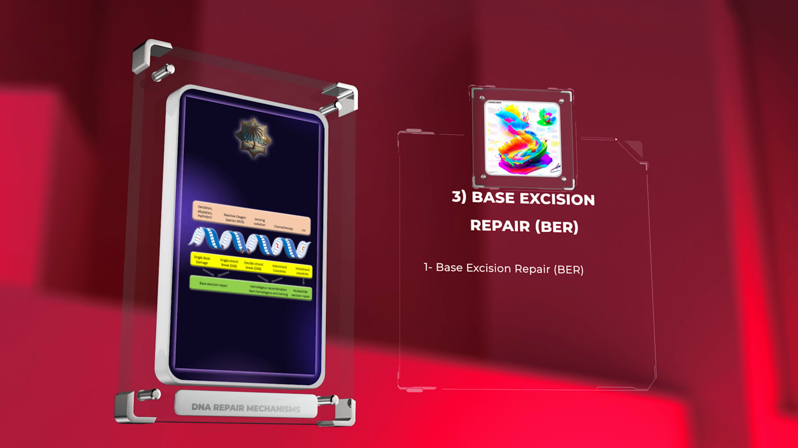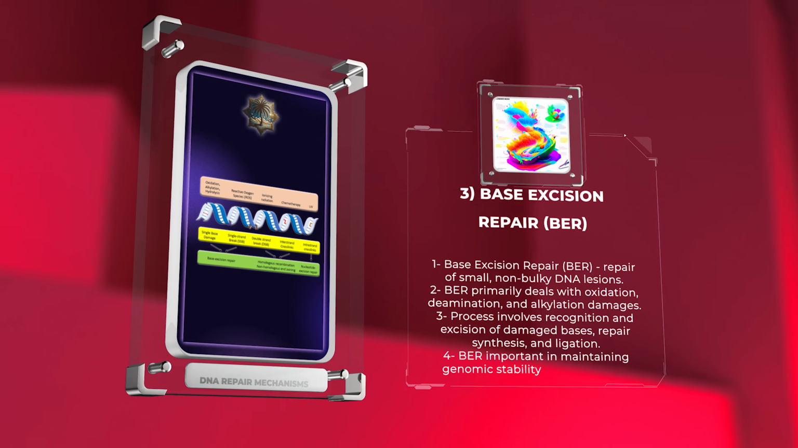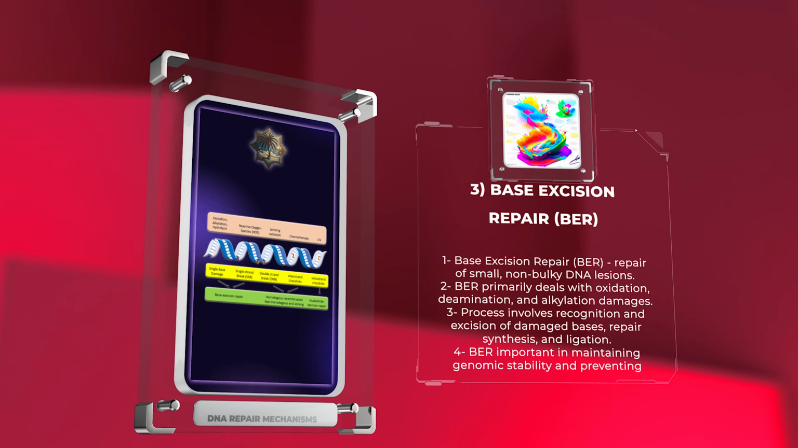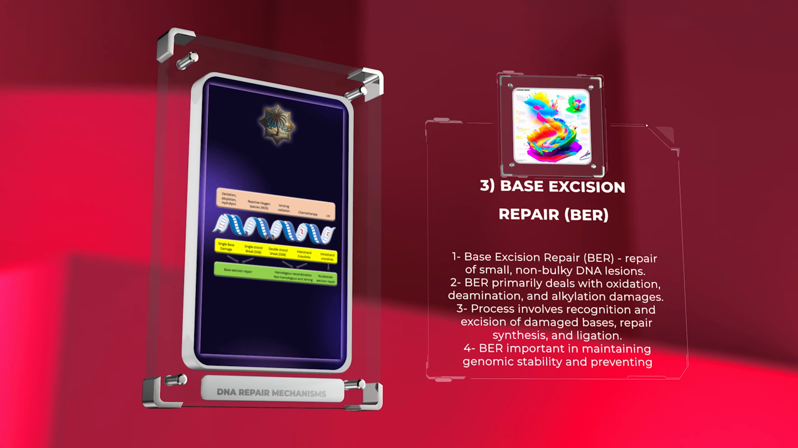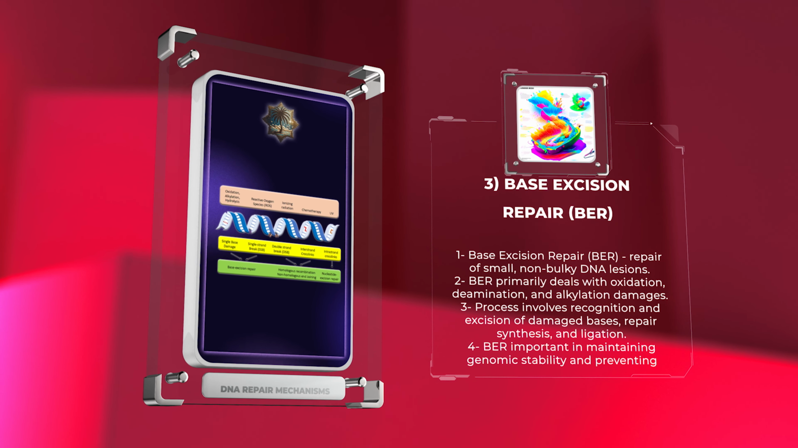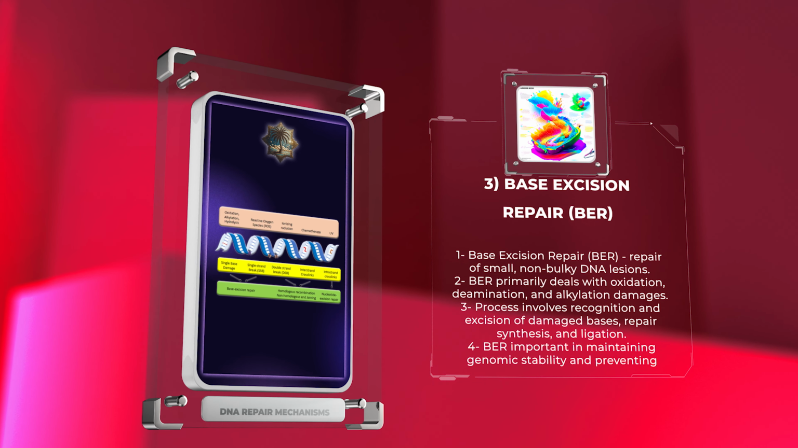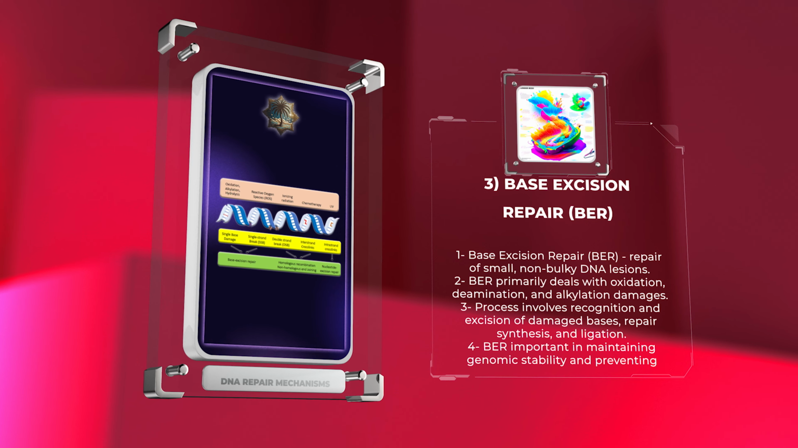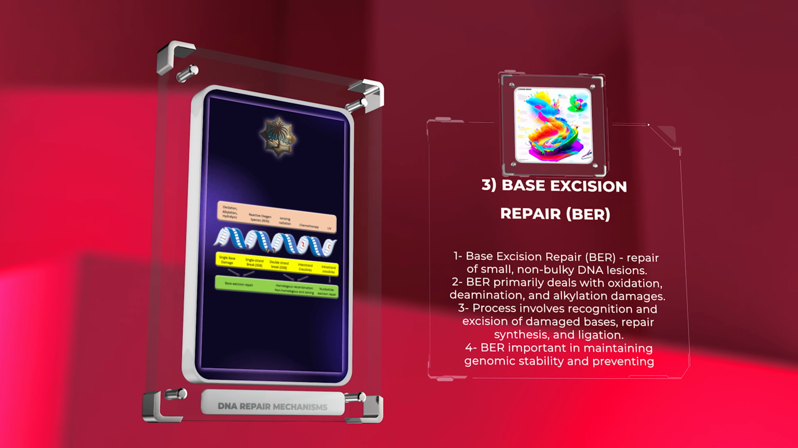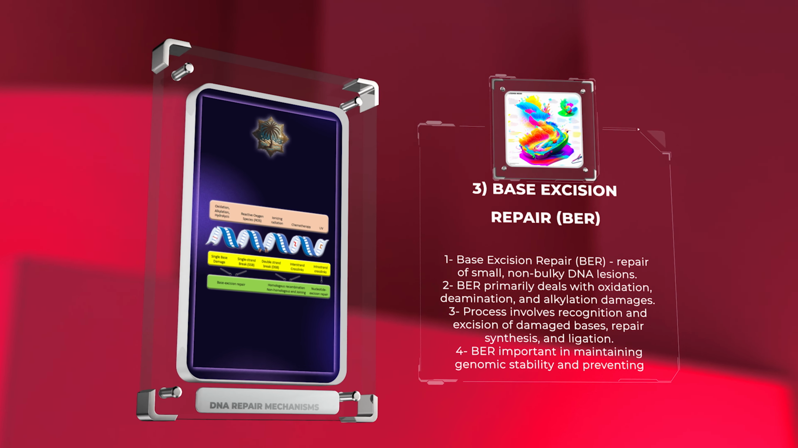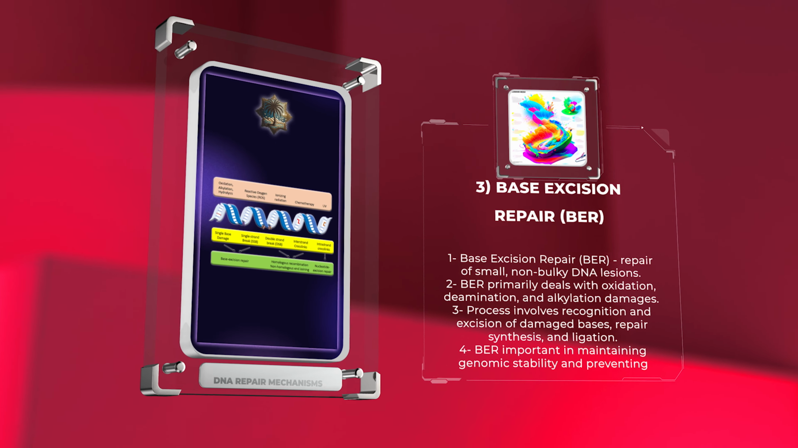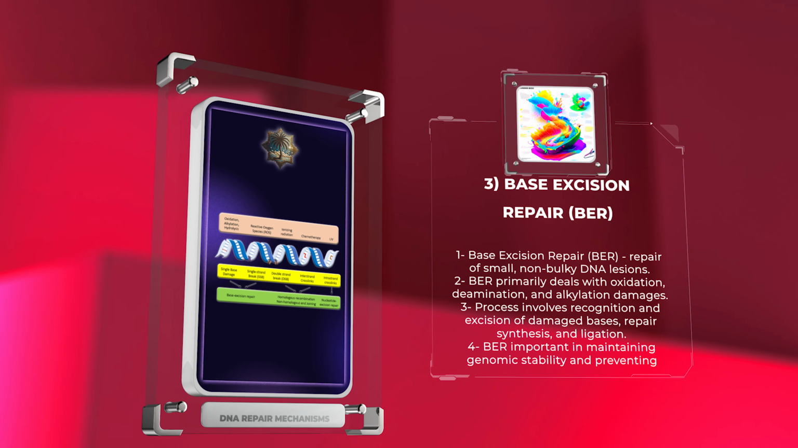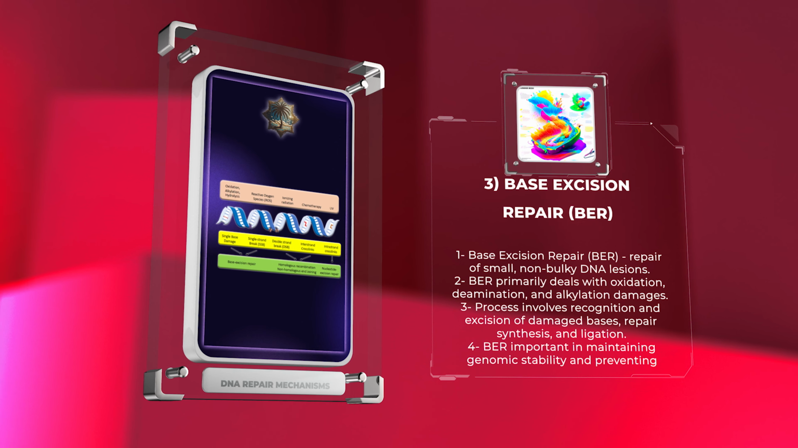Base excision repair, commonly abbreviated as BER, is a highly conserved pathway involved in the repair of small, non-bulky DNA lesions. BER primarily deals with DNA damages such as oxidation, deamination, and alkylation. The process involves the recognition and excision of damaged bases, followed by the subsequent repair synthesis and ligation. BER plays a crucial role in maintaining genomic stability and preventing the accumulation of mutations associated with various diseases.